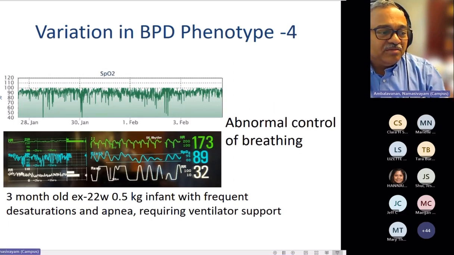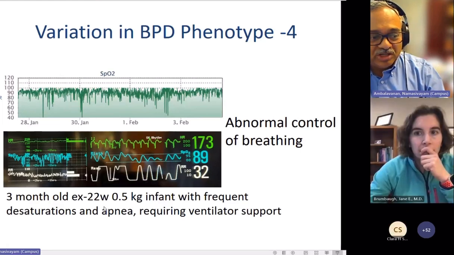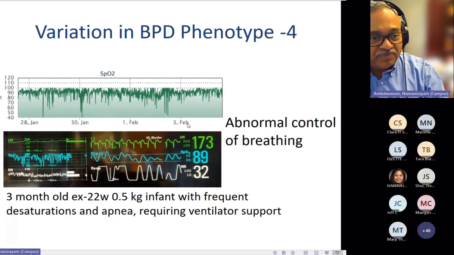And this is a 3-month-old who is still in the hospital, actually. Now he's a bit older, ex-22-week, 500-gram infant who has frequent desaturations and apnea requiring ventilator support. You can see the frequent desaturations above. And this is an infant who has abnormal control of breathing. So we have looked at infants who have parenchymal lung disease, who have had the vascular phenotype, who have had the airway phenotype, and abnormal control of breathing.